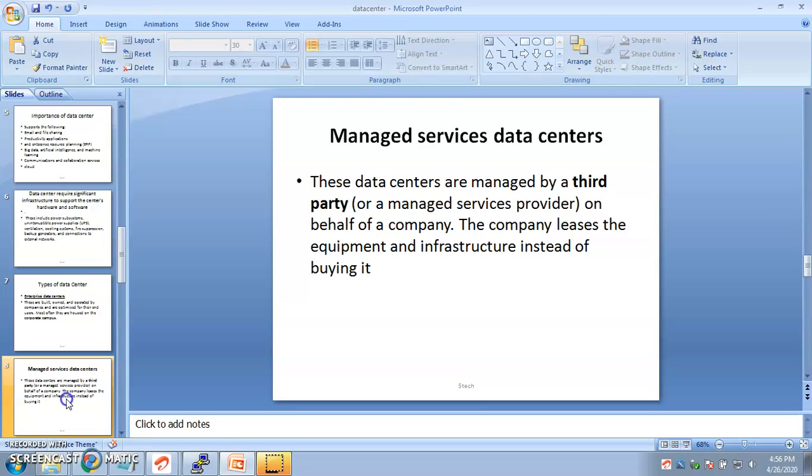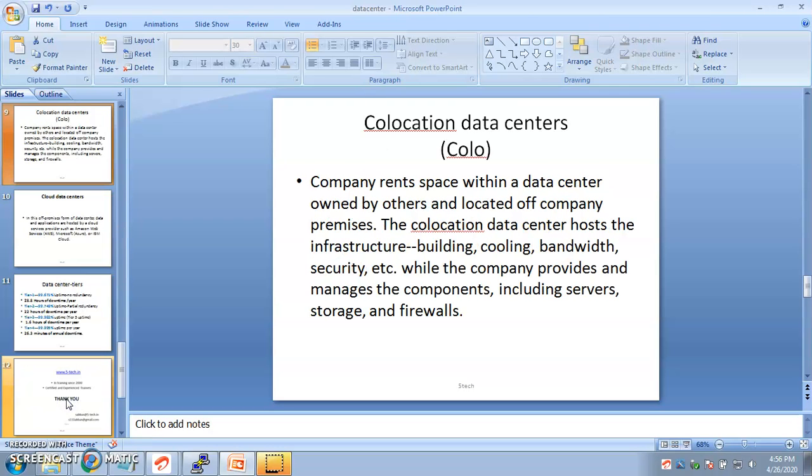Next, we have co-location data centers. Companies rent space within a data center owned by others and located off company premises. The co-location data center hosts the infrastructure, building, cooling, bandwidth, security, etc., while the company provides and manages the components, including servers, storage, firewalls, and so on.